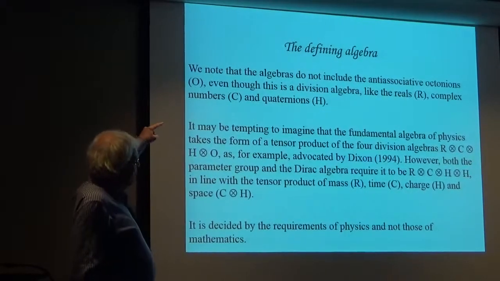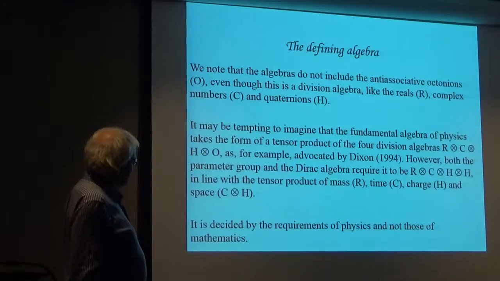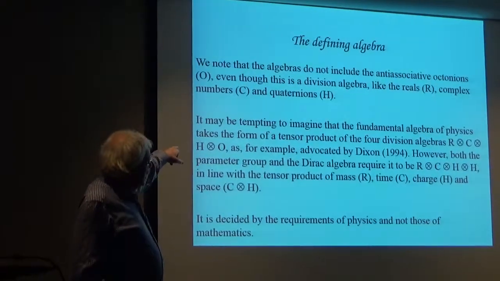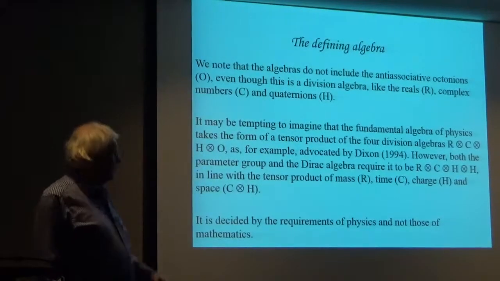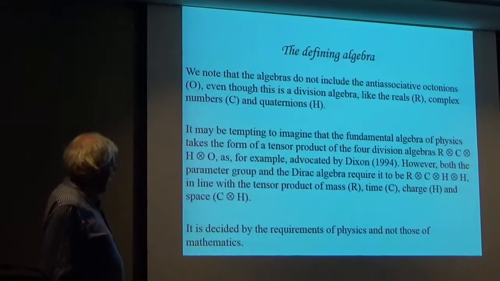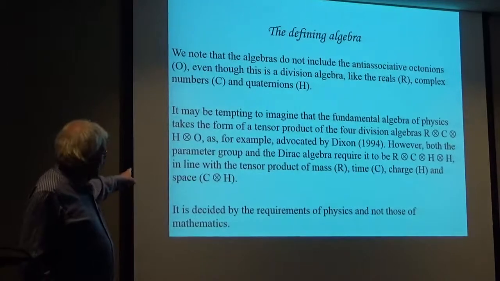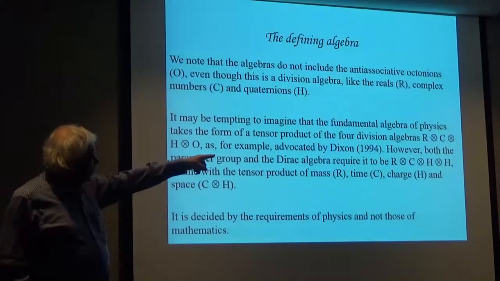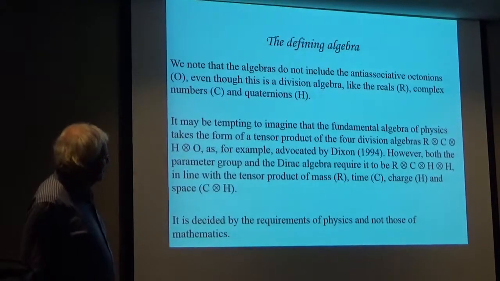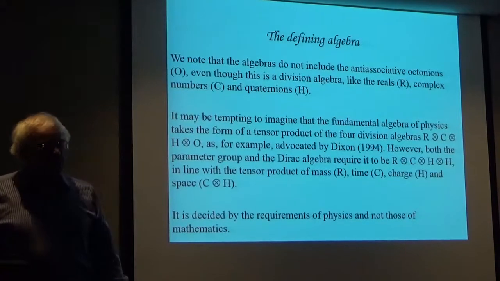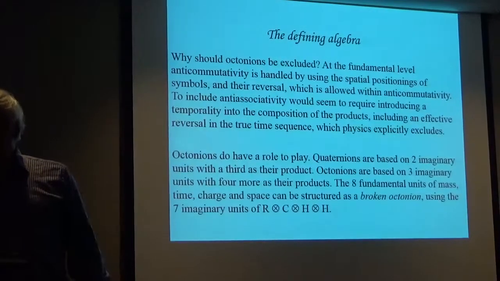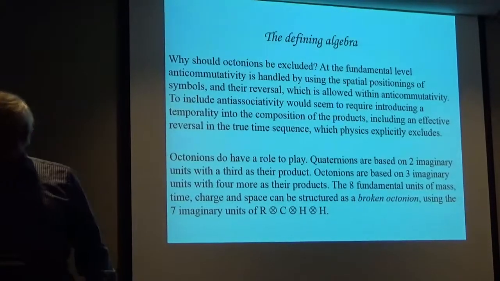These algebras don't include the anti-associative octonions. Some people, for example, Geoffrey Dixon, have advocated that one should use the 4 division algebras to create physics. However, I'm just using what I find physics to be, not what I think it should be mathematically. And while he says R tensored with C, tensored with H, tensored with O, is what he thinks might be the algebra, I think it's this one: R tensored with C, tensored with H, tensored with H, 2 H's. And so the requirements of physics are forcing this, not what would be nice mathematically.